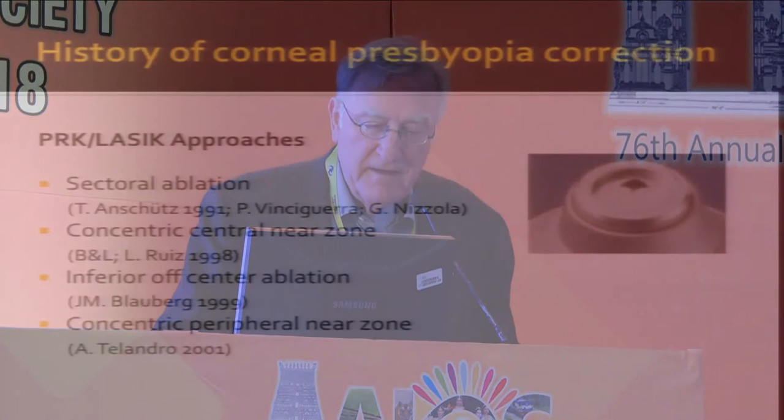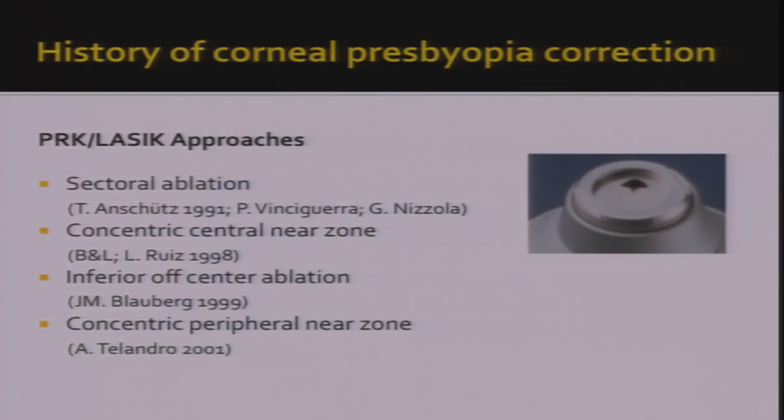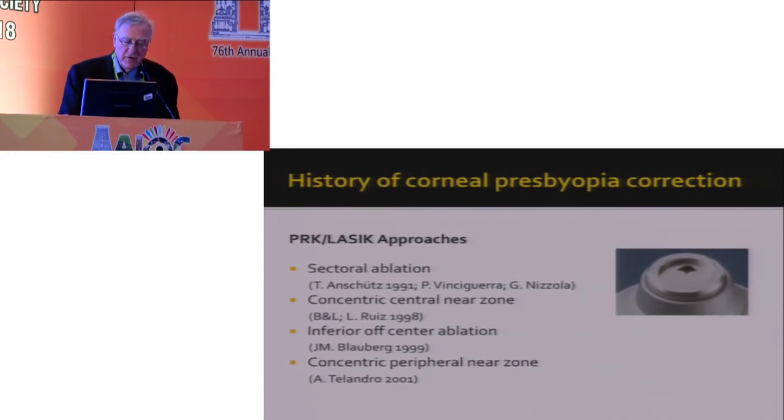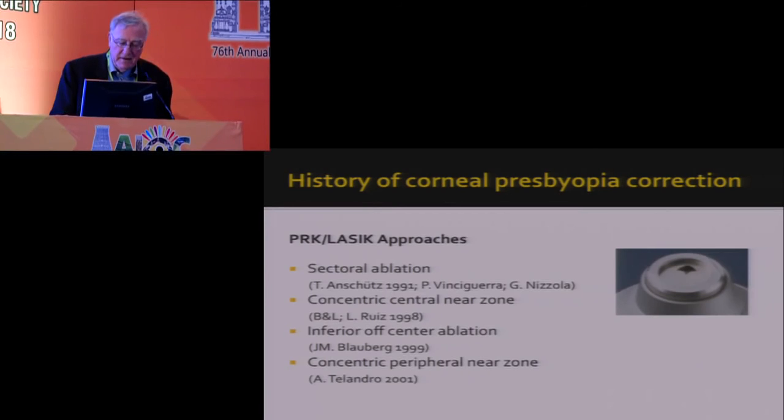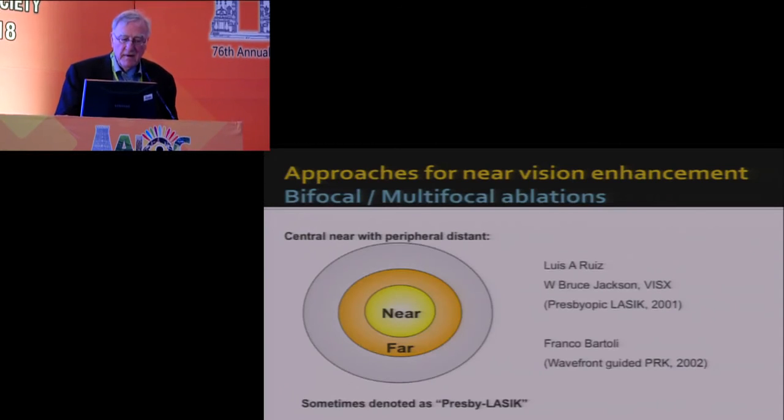Okay, thank you. The history of corneal presbyopia correction. The PRK and LASIK approaches are the sectoral ablation, concentric central near zone, inferior off-center ablation, and concentric peripheral near zone. Here you can see that for more than 20 years, nearly 30 years, we have been trying to do presbyopic surgery on the cornea. The approaches for near vision enhancement are bifocal and multifocal ablation.